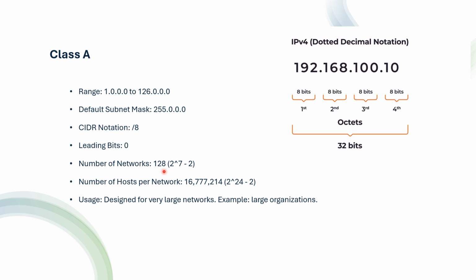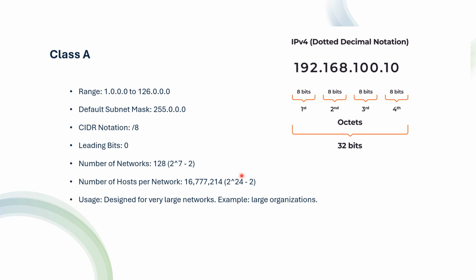Okay, and the number of hosts per network, that means in one network of class A, we can connect 16 million hosts.